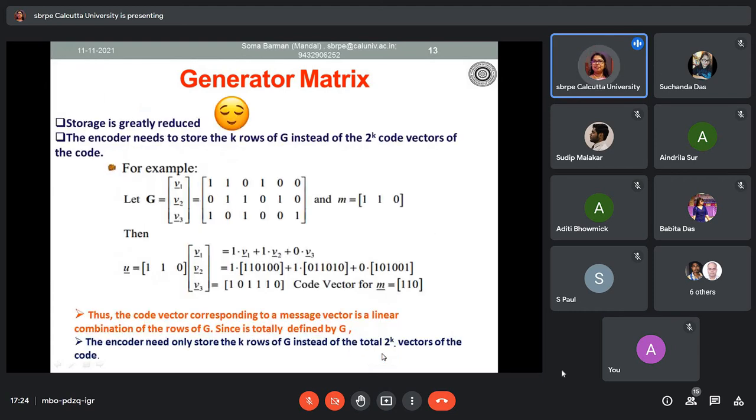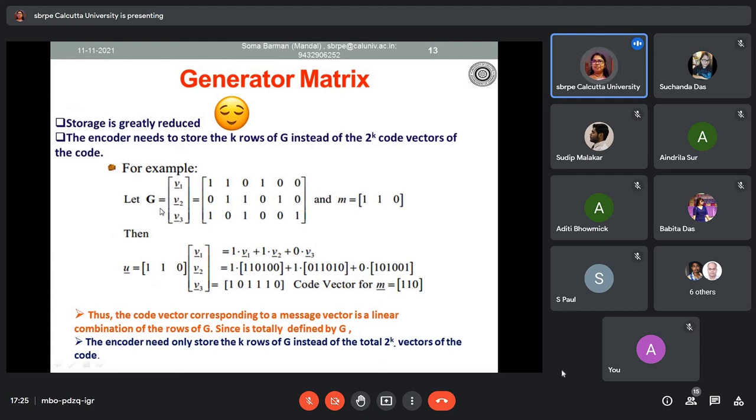So now your problem is solved: the storage space is not required that much, the weight is reduced and the complexity is also reduced. The encoder needs to store only k rows of G, the generator matrix, instead of 2 to the power k code vectors of the code.